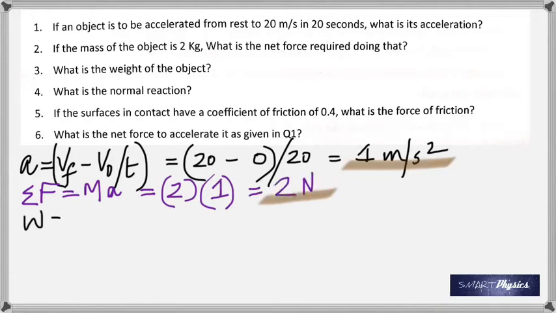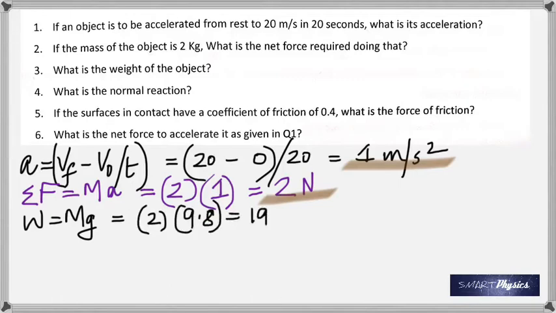Question 3. What's the weight of the object? The weight of an object is always m times g. Mass times acceleration due to gravity. And it always acts vertically down. So the mass is 2, and 9.8 meters per second squared is the acceleration due to gravity. So you get 19.6 newtons.